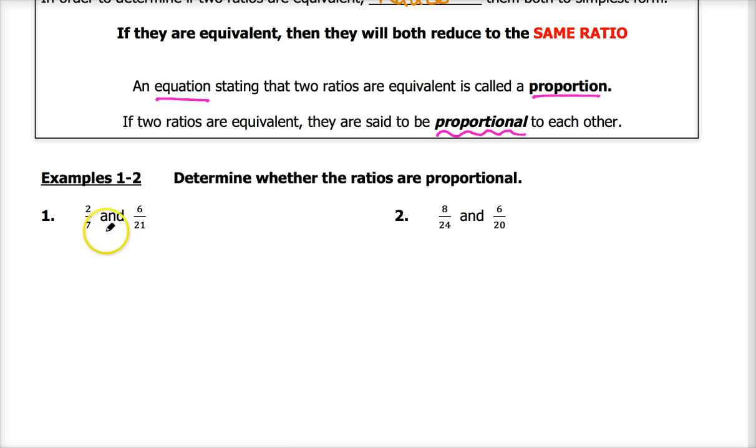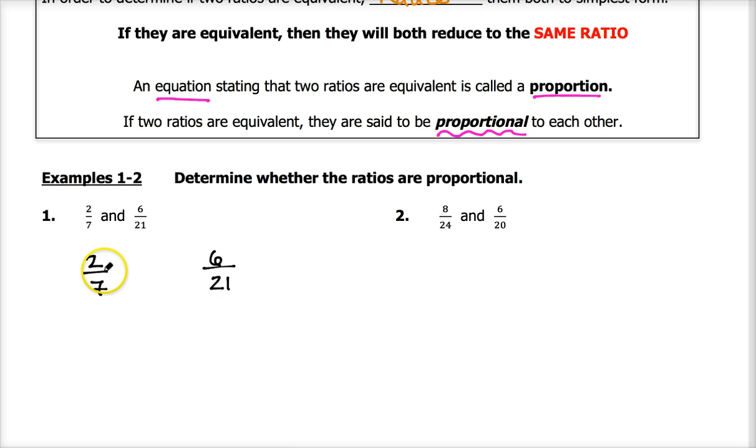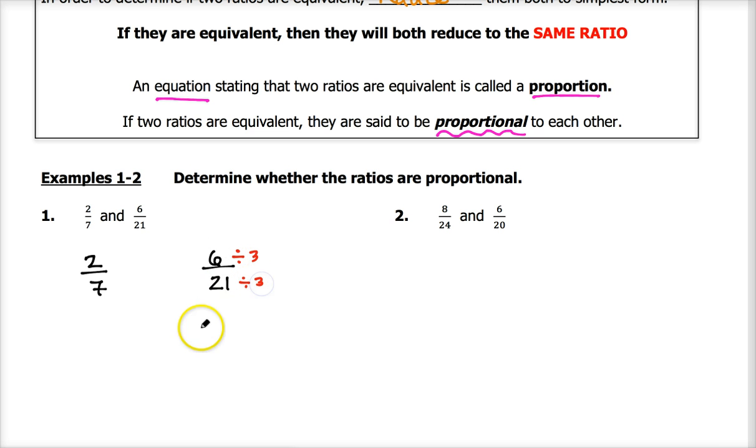So we have 2/7 and 6/21, or should I say 2 to 7 and 6 to 21. So I'm going to write these and attempt to reduce both of them. Well, 2 to 7 won't reduce any further, so that's already in simplest form. 6 to 21 will reduce if I divide both 6 and 21 by 3. And so that ratio reduces to 2 to 7. So because we have a 2 to 7 ratio for both of these, once we've reduced, then these ratios we say are proportional.